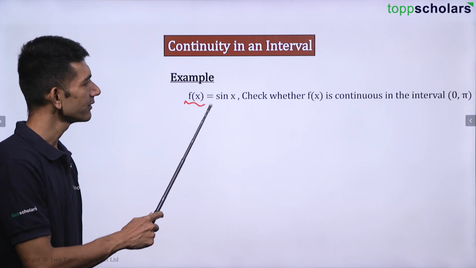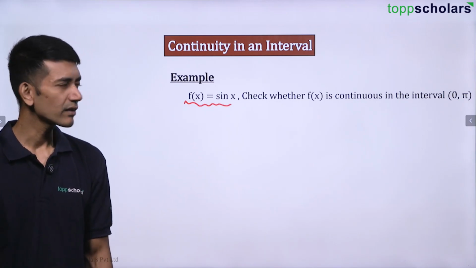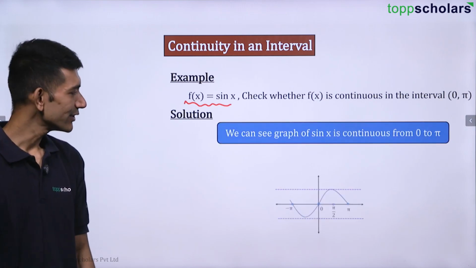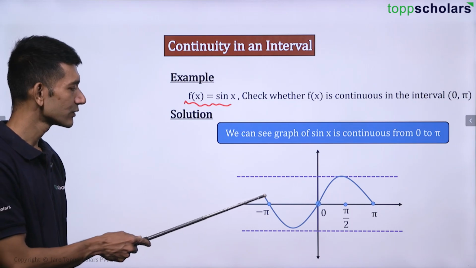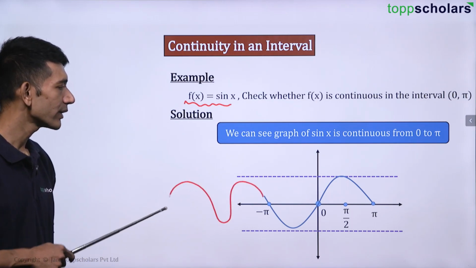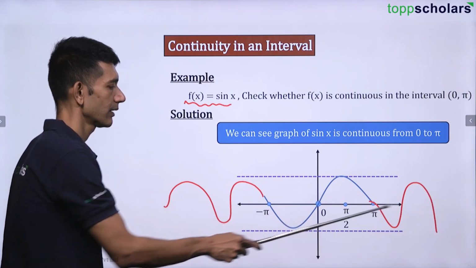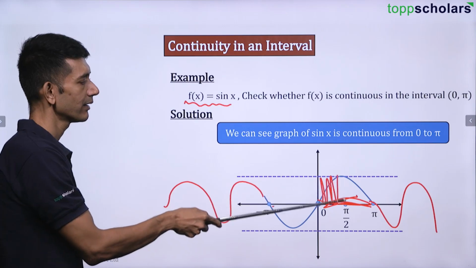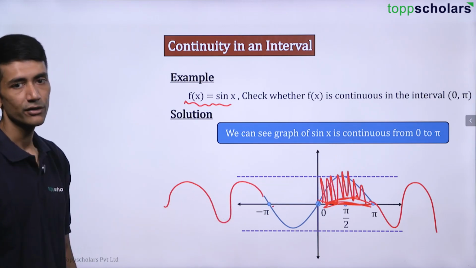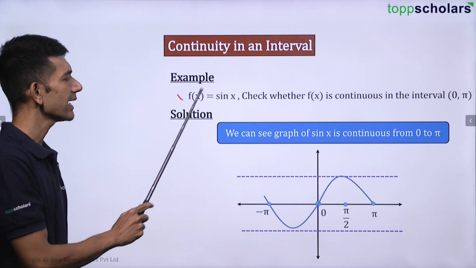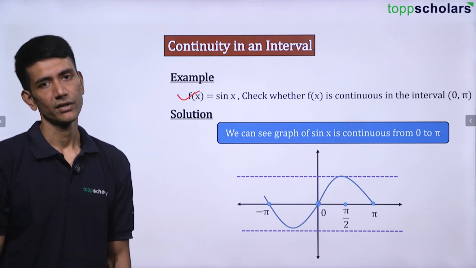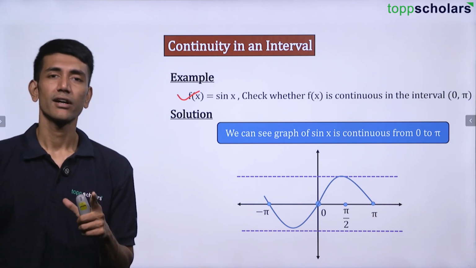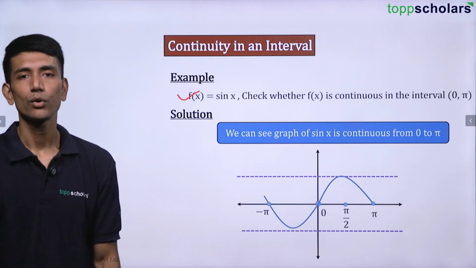f(x) is equal to sin x. Check whether f(x) is continuous in the interval 0 to pi. Now this answer we already know. We already know that sine function is continuous, right? This is how sine looks like. So it does not matter what interval you are going to take. And between 0 to pi, correct, you have all the values here, right? So there is no break here. So since there is no break, clearly we can say that f(x) is equal to sin x is a continuous function, correct? Sin x and cos x are the only trigonometric functions which are continuous for all x belonging to R. Okay.